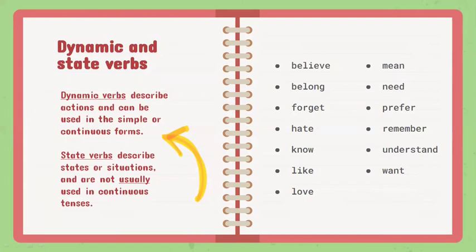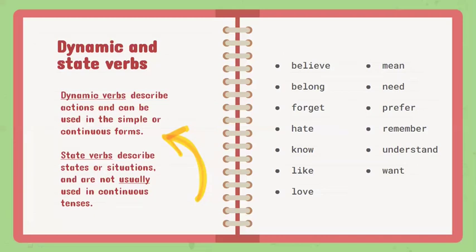Now, when we're trying to differentiate between simple and continuous, we need to pay attention to dynamic verbs and state verbs. Dynamic verbs describe actions, and they can be used in the simple or continuous forms. So, for instance, run. I run every day, but I am running currently. While state verbs describe states or situations, they don't describe actions. And they are not usually used in continuous tenses. They are usually used in simple tenses, although of course there are exceptions to this.